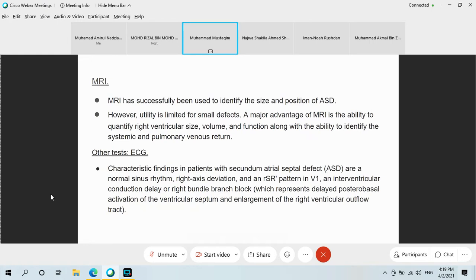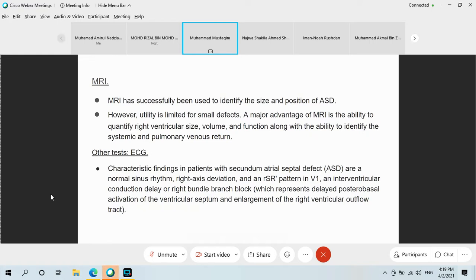MRI may be used to identify the position of the ASD. And then ECG. The ECG may show right bundle branch block. If you see the ECG, you may see the QRS complex become M-shaped.